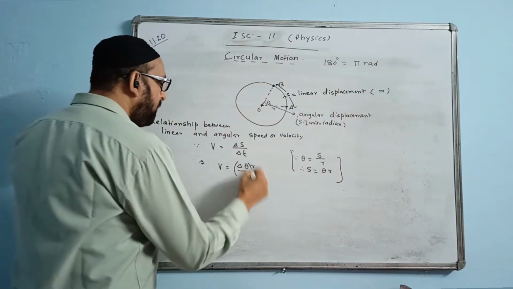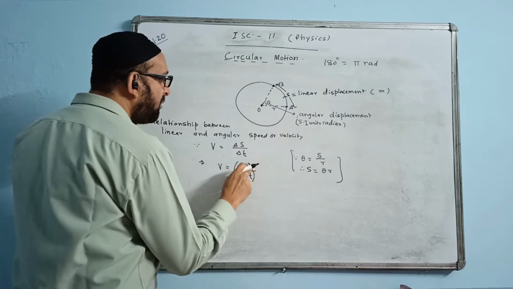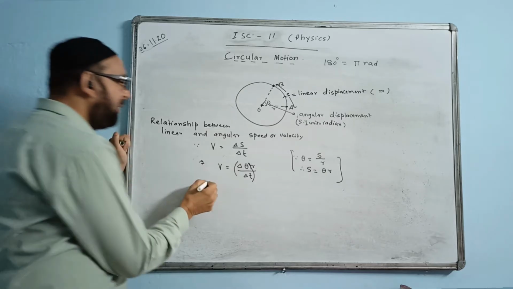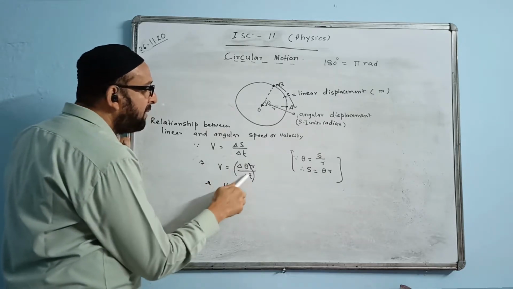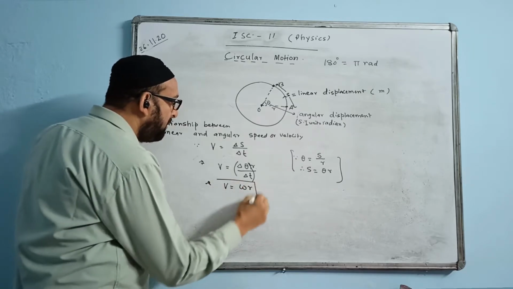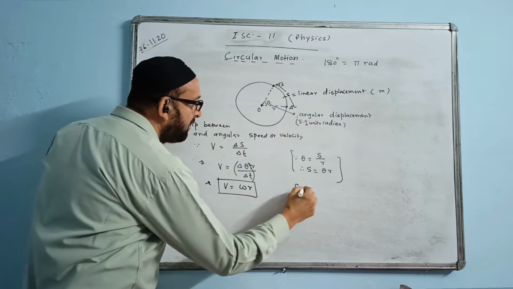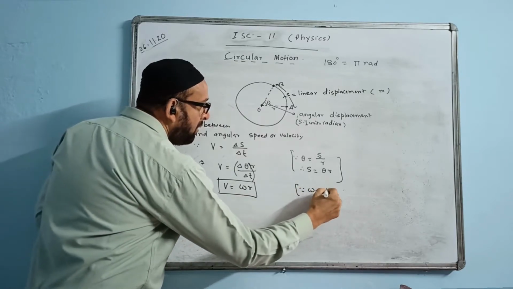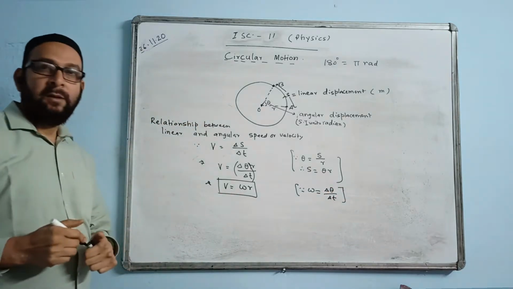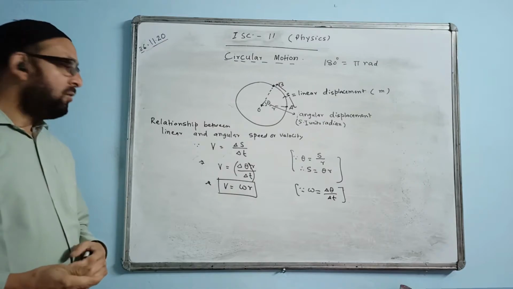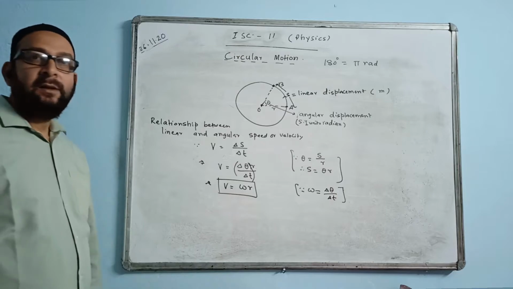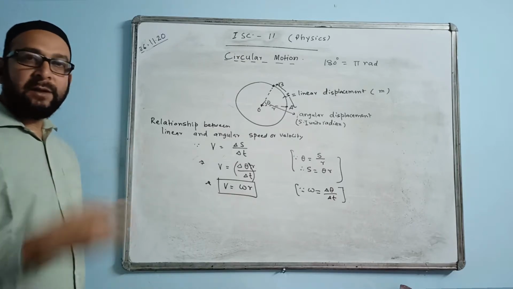We can put r outside the bracket like this because r is not variable. R is the radius, which is constant. So theta is the only variable here. Next we write v equals r delta theta by delta t. What is delta theta by delta t called? It is called omega, since omega is equal to delta theta by delta t. This is the relationship: v equal to r omega. V is linear speed and omega is angular speed. This is the relationship in their magnitude.